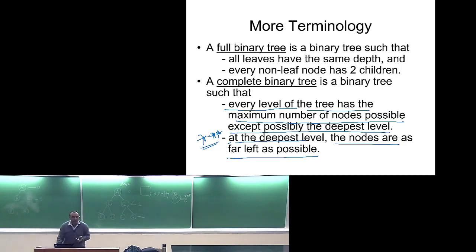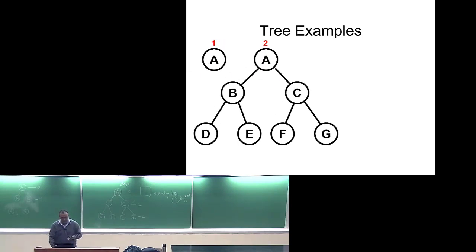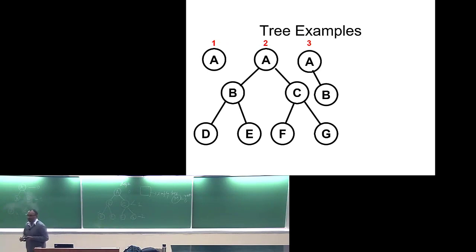Okay, questions? All right then, let's look at some examples. One tree with just 1 node, another tree with 7 nodes. Is it complete? Is it full? Right? Yes, it is full and complete. How about this one? Is it full? Is it complete?